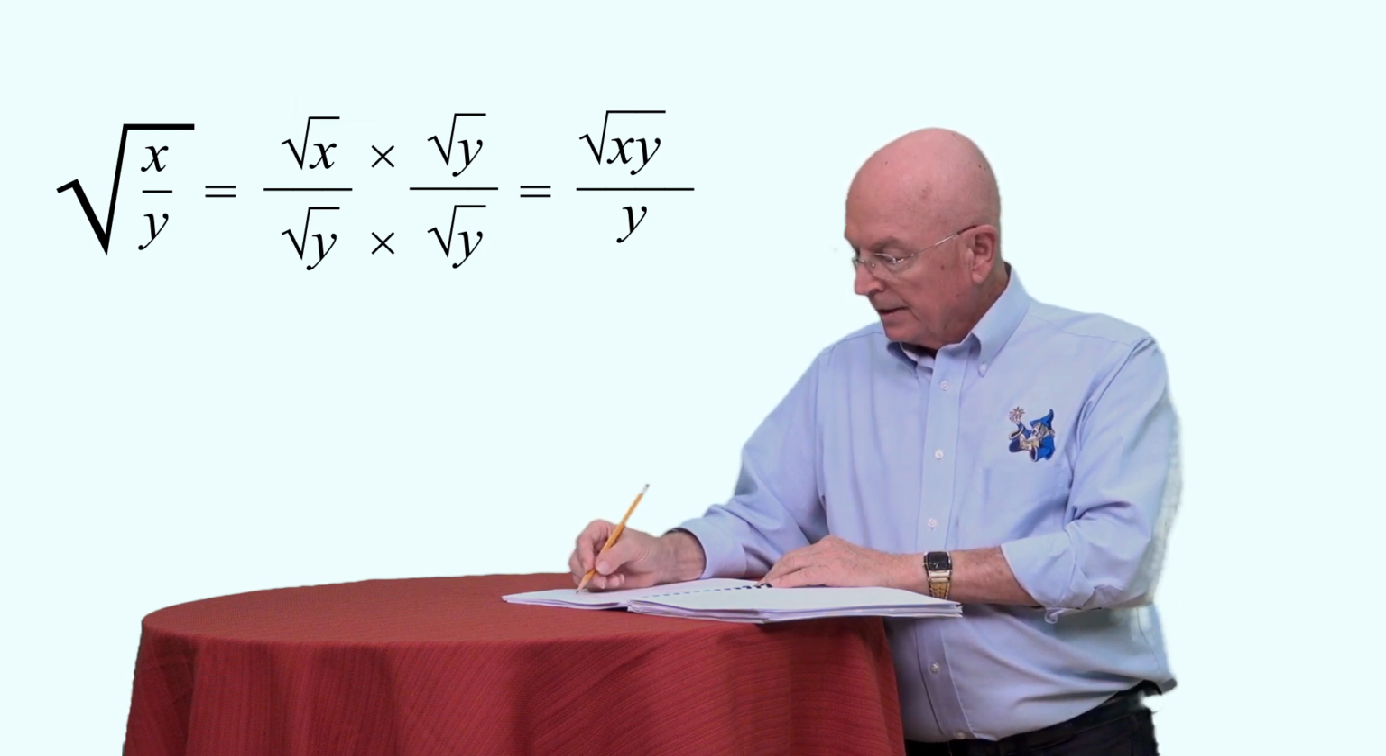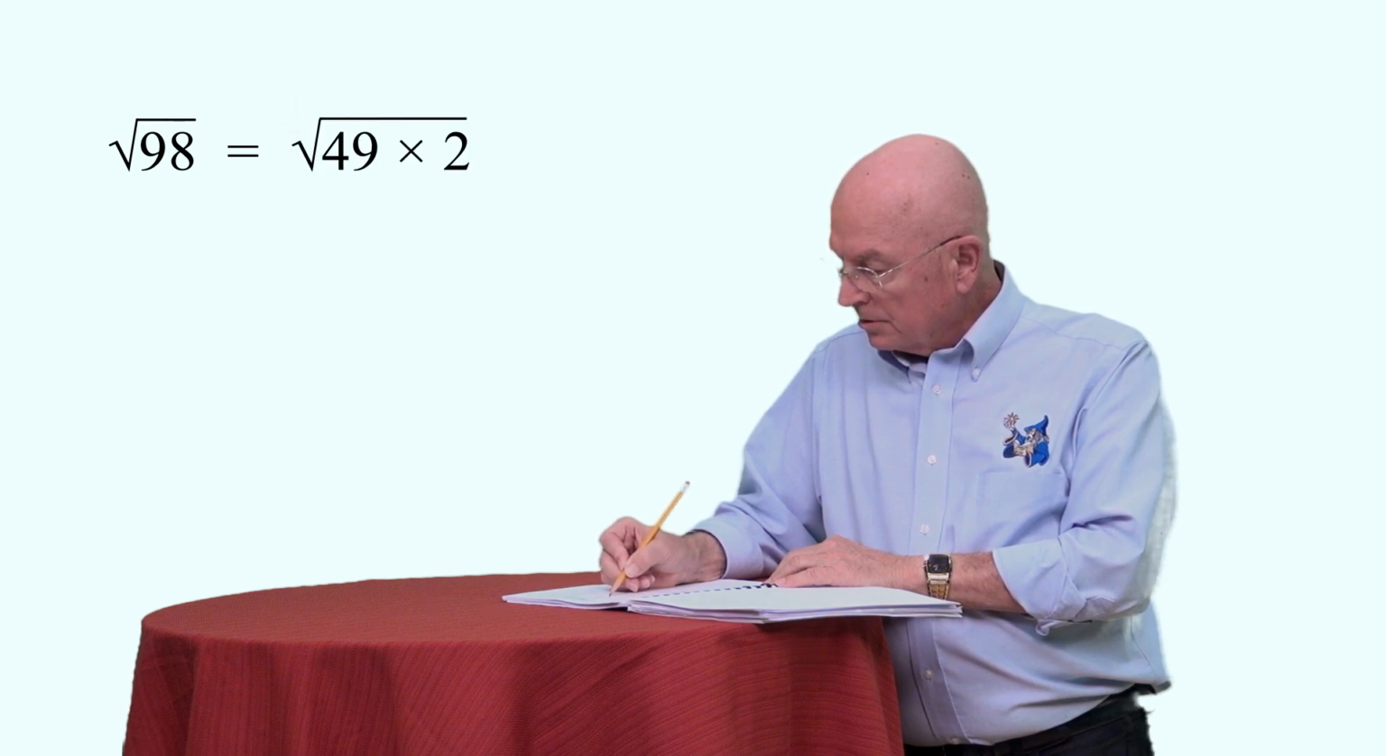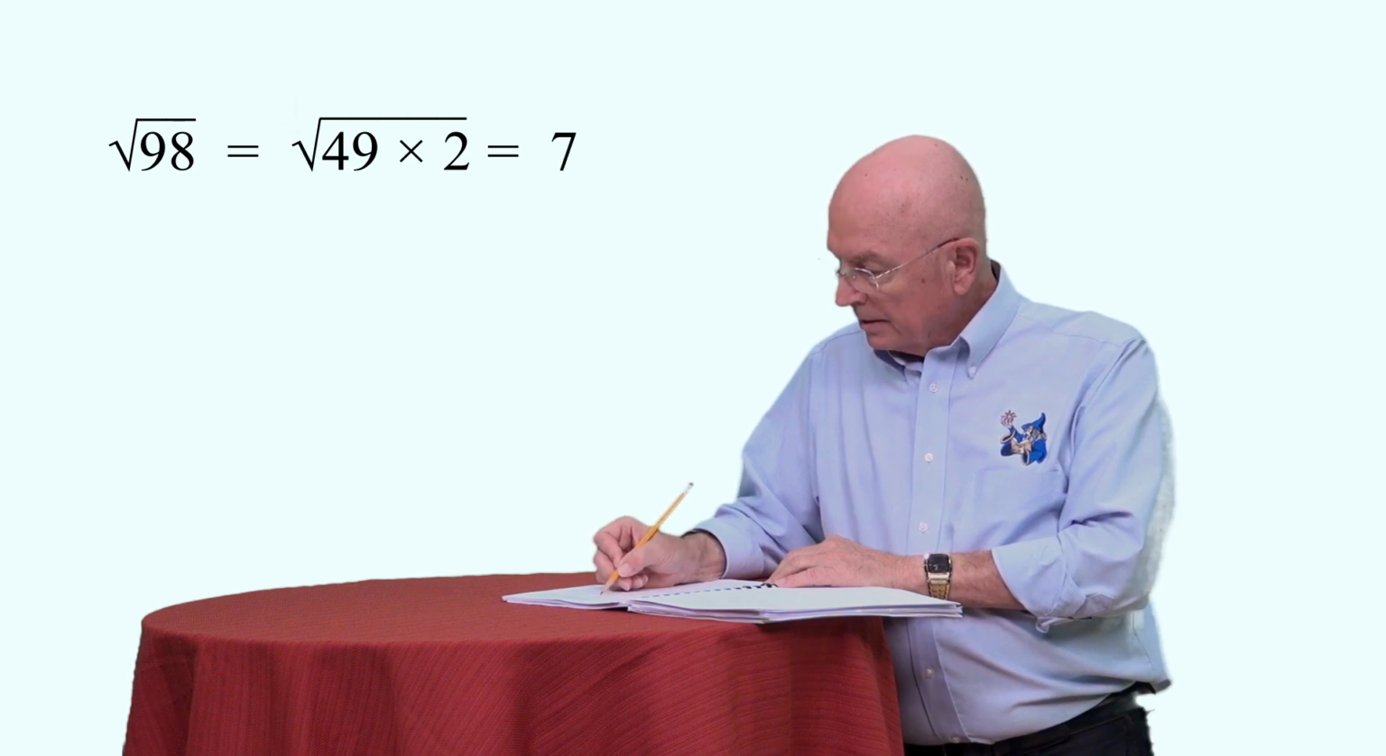Notice that. Okay, what happens if you get the square root of 98? You will not see the square root of 98 among your answers because there's a perfect square in 98. So we have to factor that out. So 98 is 49 times 2. Now we've got a perfect square under there, so we have to take that out. That's 7 radical 2.